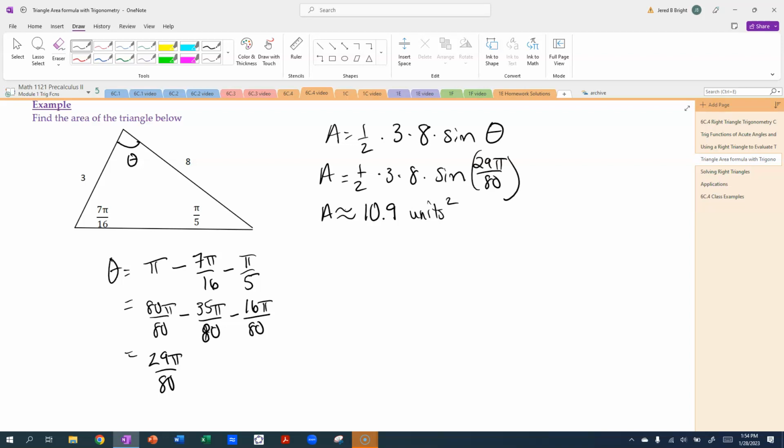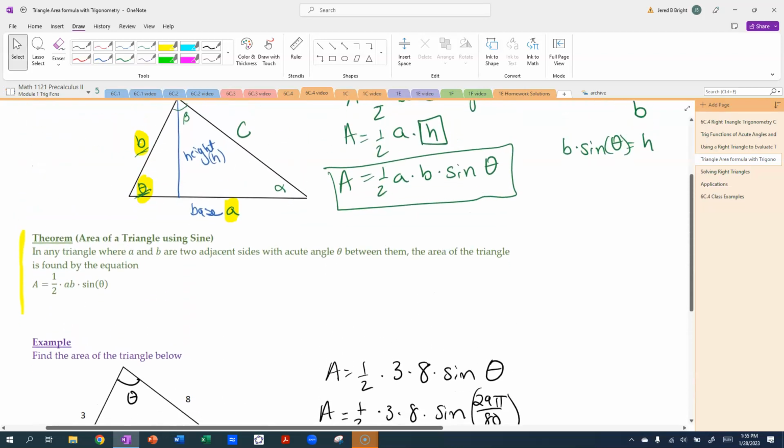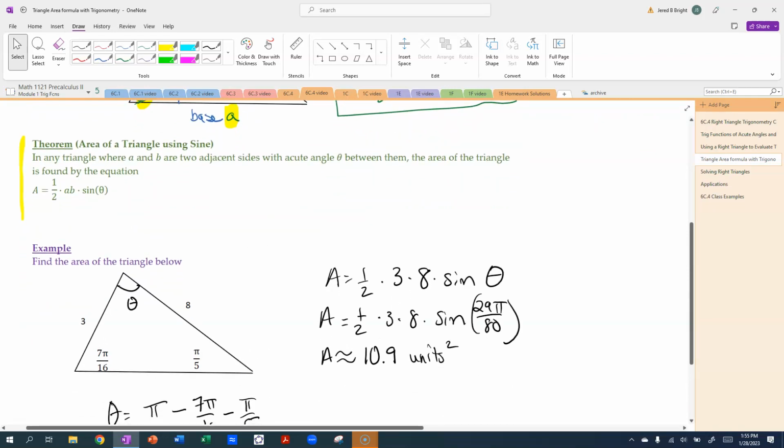But there you go. We wanted to find the area of the triangle, so we said, okay, we don't have the height, we don't even have the base, but we do have two adjacent sides. So let's use the area formula that involves sine. So I did 1/2 times the first side times the adjacent side, so 3 times 8 times sine of the included angle, which was theta. I had to find theta, and found theta with some lovely fractions, and then did the arithmetic. So there you go. Make sure to get this area formula into your notes, and you should be good to go.